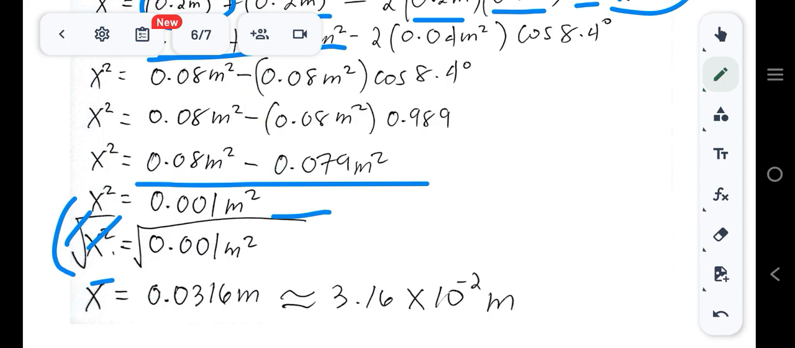And the square root is 0.0316 meters. The square root of meters squared is meters. And that is equivalent to moving. Syempre, dapat mukhang matalino yung answer natin. And that is the proper way of expressing the value in physics.